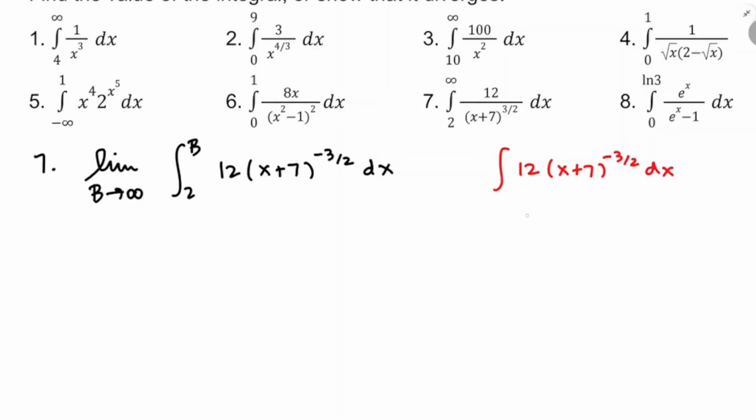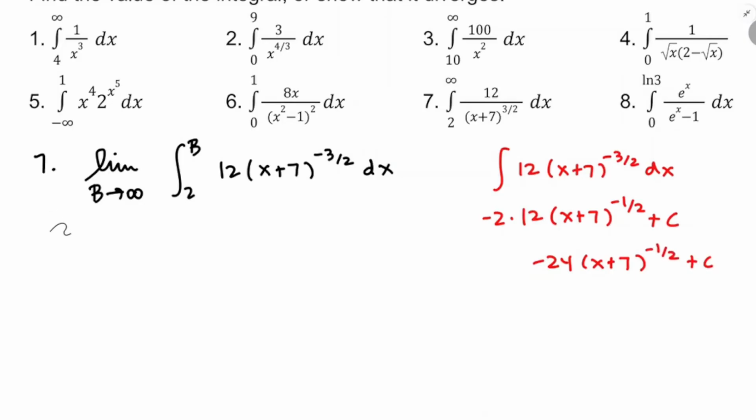That's going to be 12 times x plus 7. I'm going to add 1 to the power first, and then worry about the new power. Okay, multiply by -2. So negative 24 times x plus 7 to the -1/2 plus c.